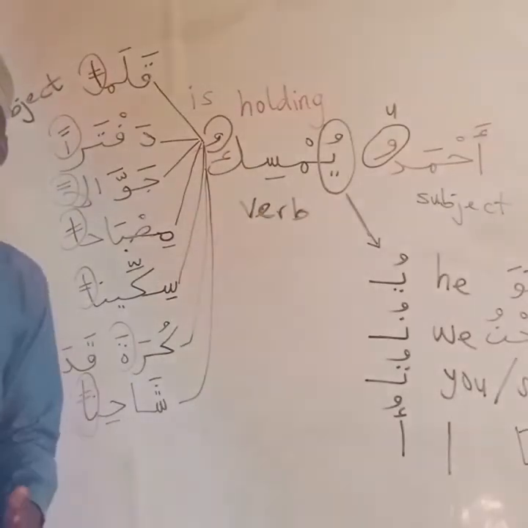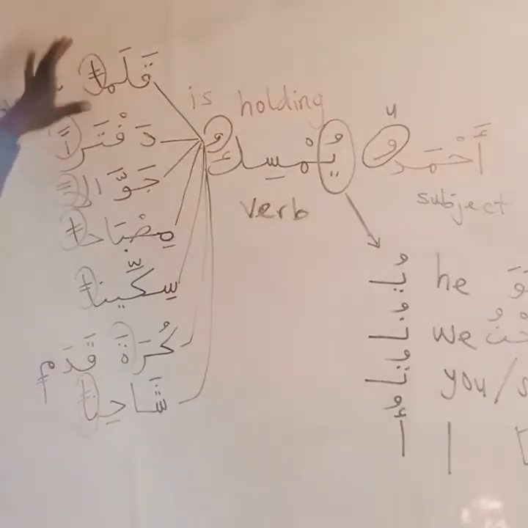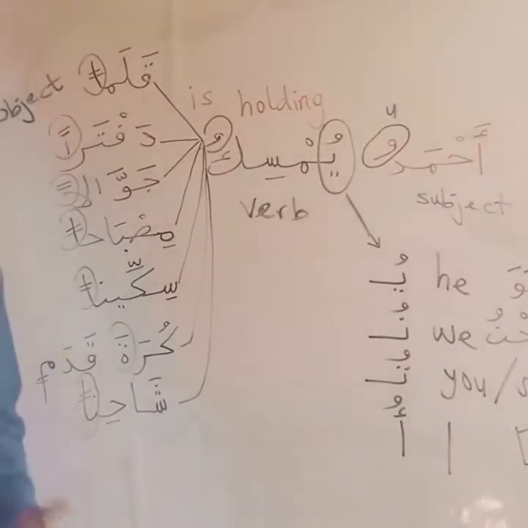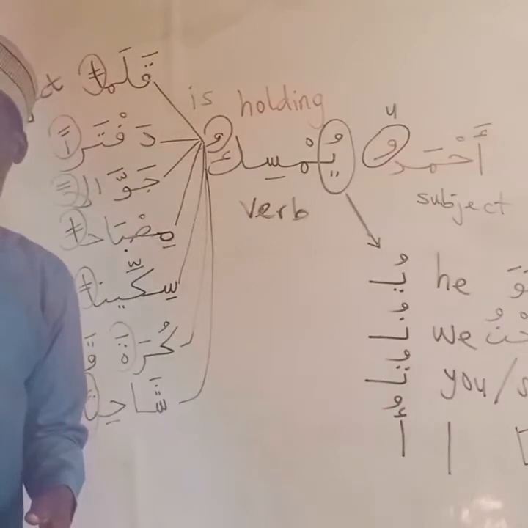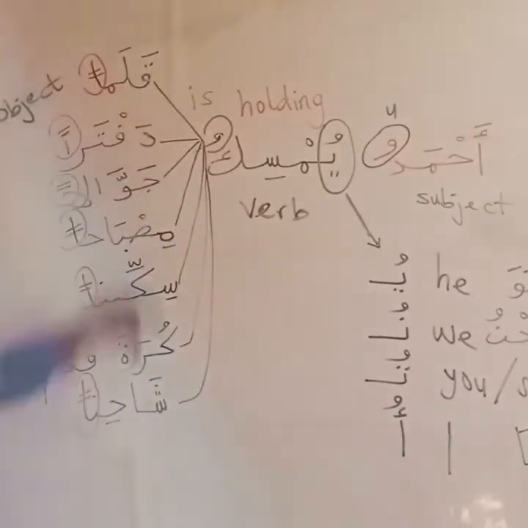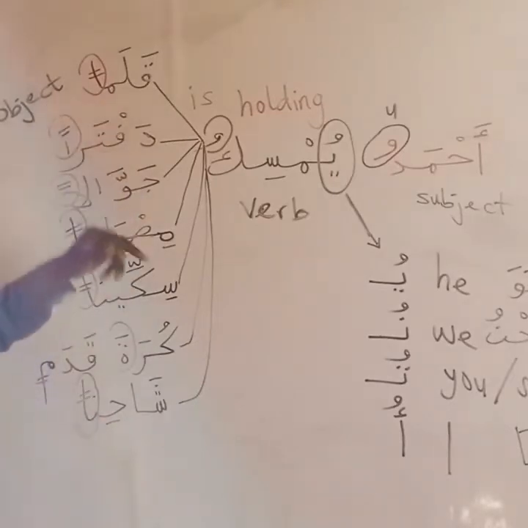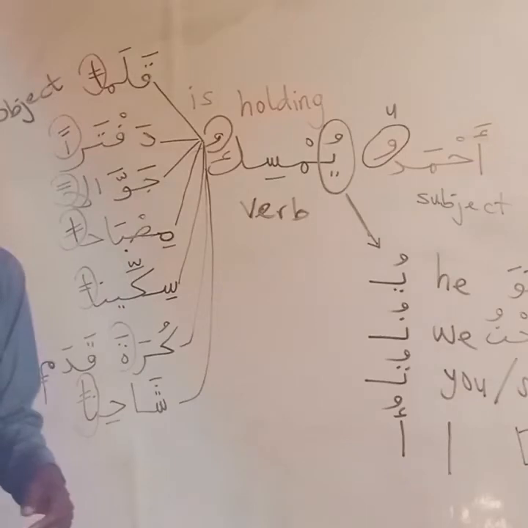Another point I would like to call your attention to here is that qalaman here means a pen. It is indefinite. Just as we have a pen, a boy, a ball in English, the same thing applies to Arabic. When it has a, it means it is indefinite. The same thing applies to Arabic when you give it a tanwin. You say qalaman. The moment you give it a tanwin, it means it is not definite. It is indefinite. We don't know the actual pen it is.